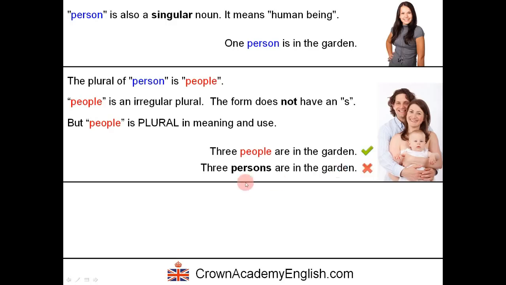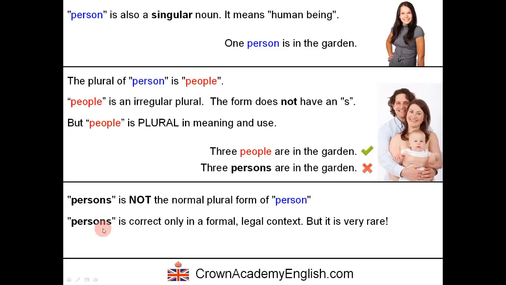But this is wrong. Persons with an S, this is not the plural form of person. 3 persons are in the garden. No, this is wrong. Persons is not the normal plural form of person.